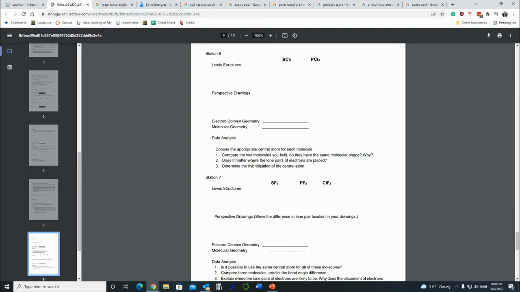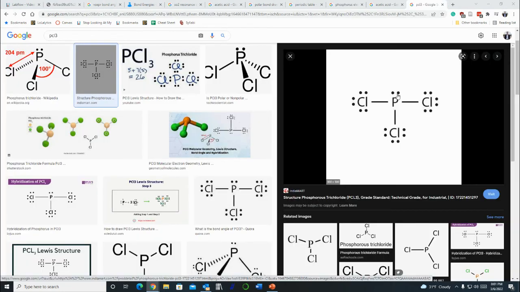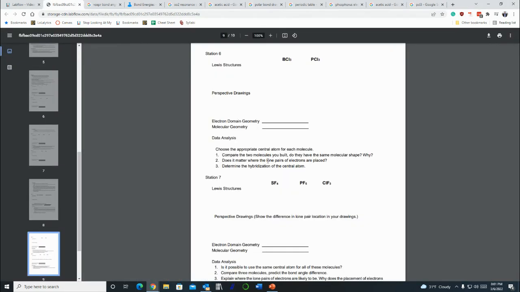Does it matter if this lone pair is placed here or can be placed in between these 2 chlorines or these 2 chlorines? Does it really matter where they go? And then finally, determine hybridization again.